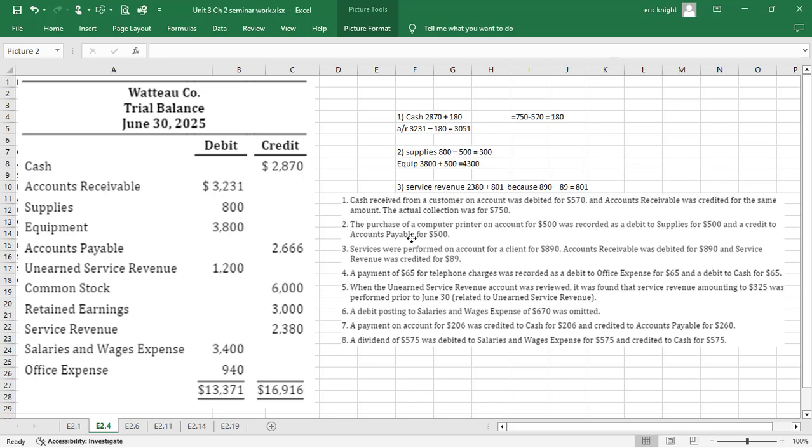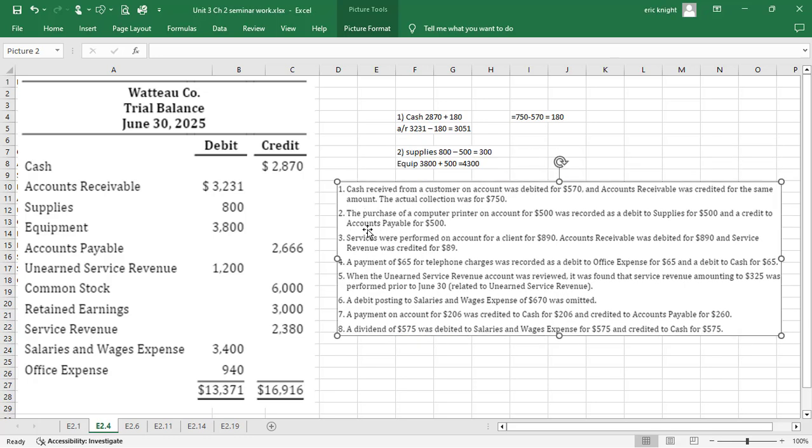When we get to the second error, the purchase of a computer for $500 was recorded as a debit to supplies. Well, this is equipment, so we need to take it out of the supplies, so subtract 500, and we need to put it into the equipment, so we need to add 500 to the equipment.